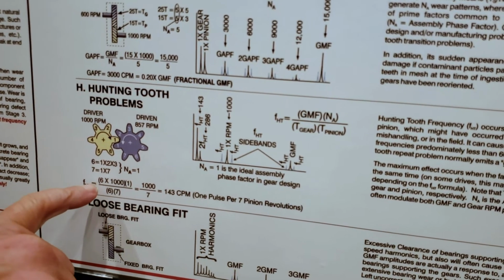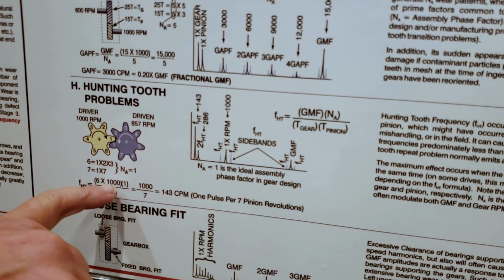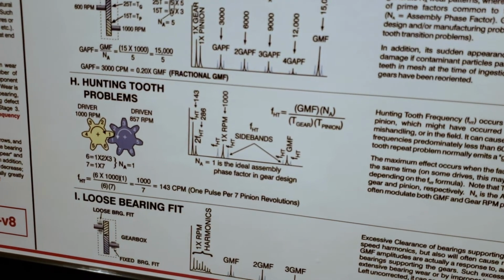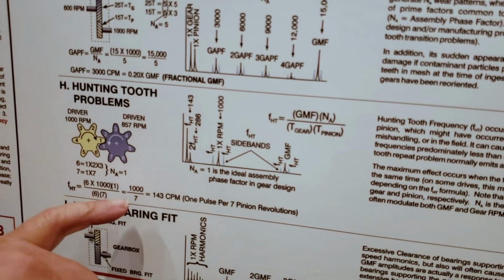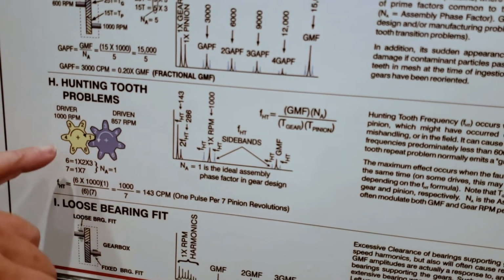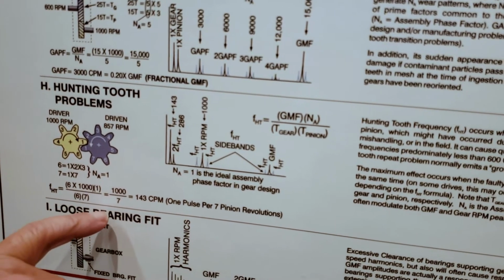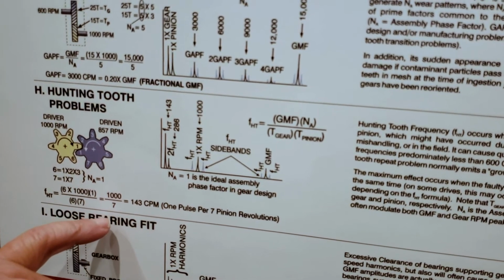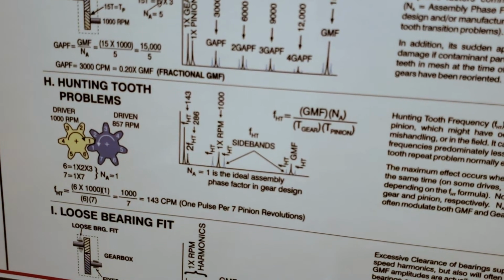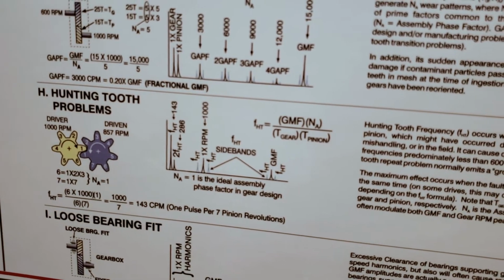If we take these numbers and calculate hunting tooth frequency, the gear mesh frequency, if we use the pinion, works out to be 6,000 CPM. If you multiply the 6 teeth by the 1,000 RPM, that gives you 6,000 CPM. The product of the number of teeth is 42, and if you divide 42 into 6,000, that gives you a hunting tooth frequency of 143 CPM.